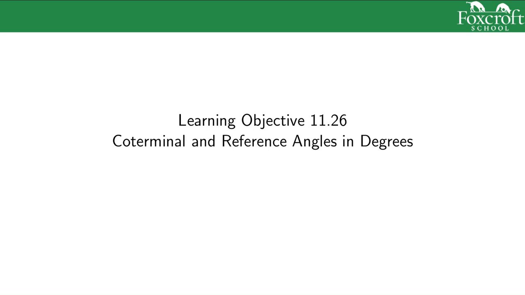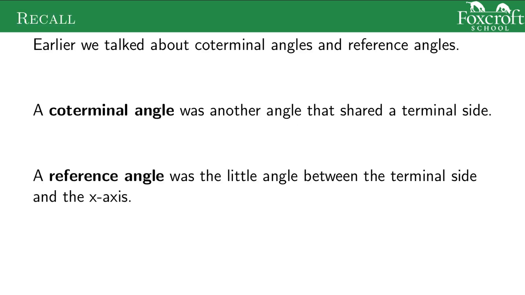In this bonus objective, we're going to talk about coterminal and reference angles again, but in degrees instead of radians. Just remember, a coterminal angle is an angle that shares a terminal side with another angle. The way we did it when we were talking about radians was we added or subtracted 2 pi because 2 pi was a full revolution in radians.